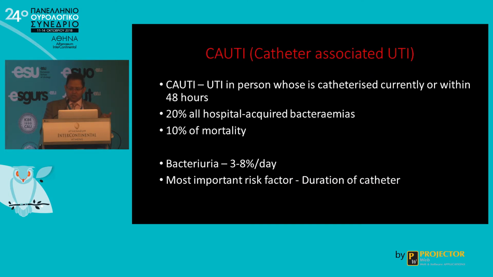Catheter-associated infection is also a complicated infection, and this is usually happening in people who have had an infection either within 48 hours or who have a long-term catheter. It contributes to 20% of all hospital-acquired bacteremia, so it's quite common, especially in the elderly. 10% mortality, and the rates of bacteremia vary between 3 and 8%. The most important risk factor is the duration of catheter. So the sooner the job is done, get the catheter out.